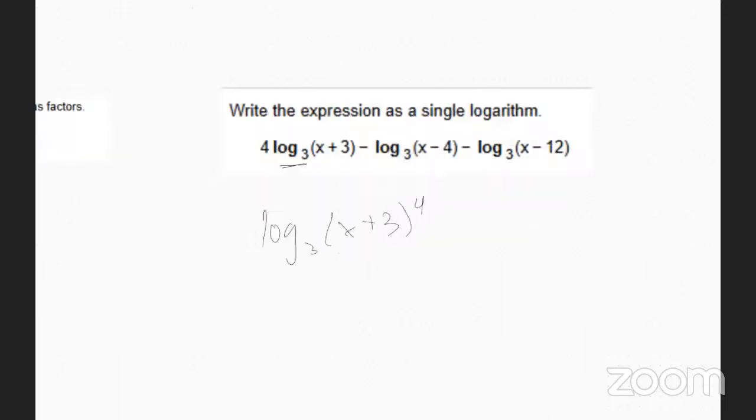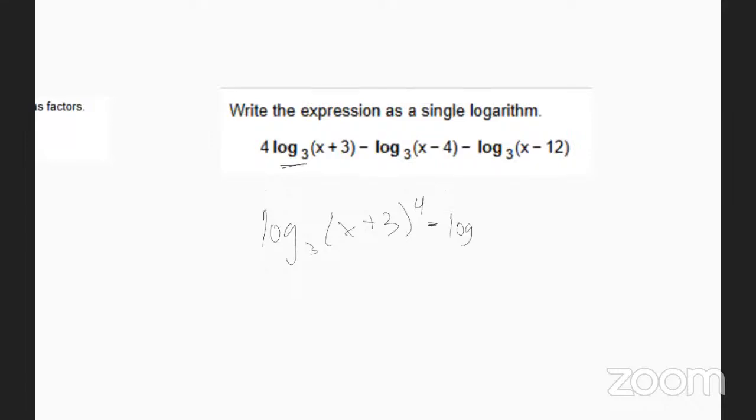All right, so write the expression as a single logarithm. So these are all log base threes. So let's bring the powers up to the top, right? Minus log base 3 of x minus 4 minus log base 3 of x minus 12.